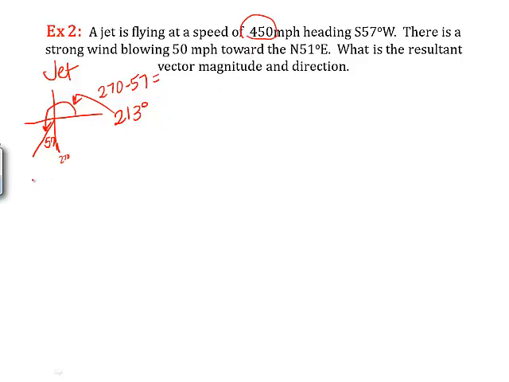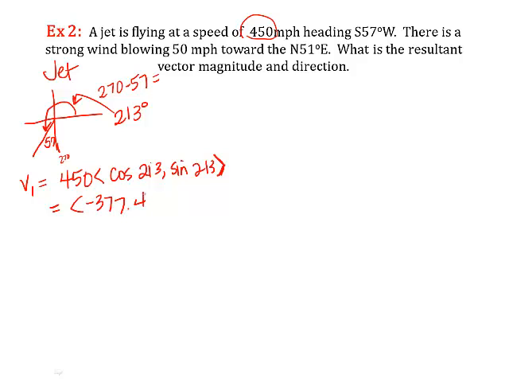So to find my component vector, I'm going to do 450 times the cosine of 213, and 450 times the sine of 213. Okay, do this. I get negative 377.4 and negative 245.1. Okay, so that's that vector.